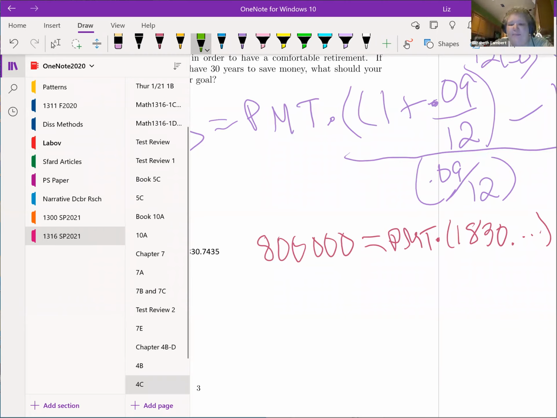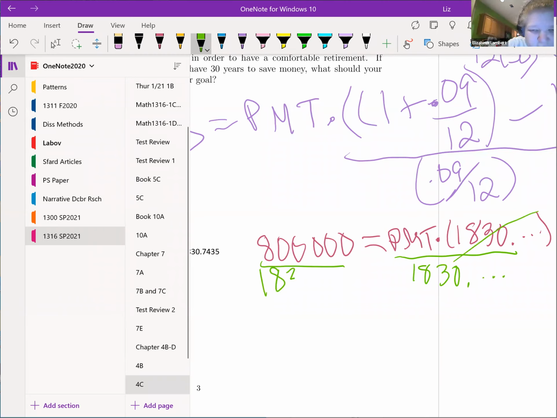So here, payment times 1830, blah, blah, blah. I want to get rid of that times the number. So to cancel out multiplying, we're going to divide by that number on both sides. So the 1830 point blah, blah, blah cancels. And then we will type the whole thing that we at least got when we calculate this side.